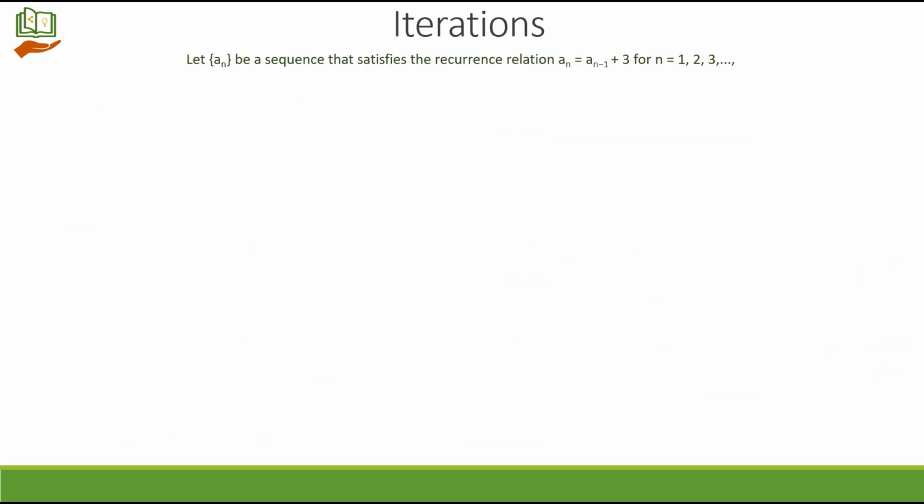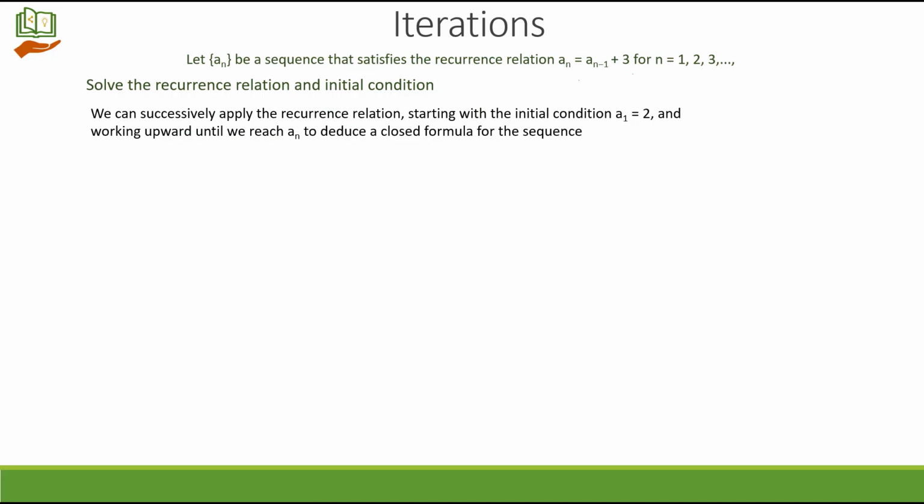Now we will get on to the term called iterations. Let an be a sequence that satisfies the recurrence relation an is equal to an minus 1 plus 3. This particular example we have already seen for n is equal to 1, 2, 3. Solve the recurrence relation and initial condition. We can successively apply the recurrence relation starting with the initial condition a1 is equal to 2. So when you have a2 is equal to a2 minus 1 plus 3, this will be a1 plus 3. So to start with, you are given the initial condition a1 is equal to 2, and working upward until we reach an to deduce a closed formula for this sequence.